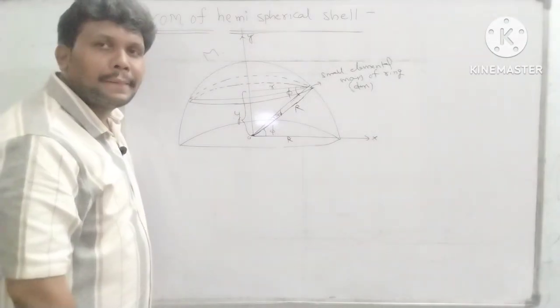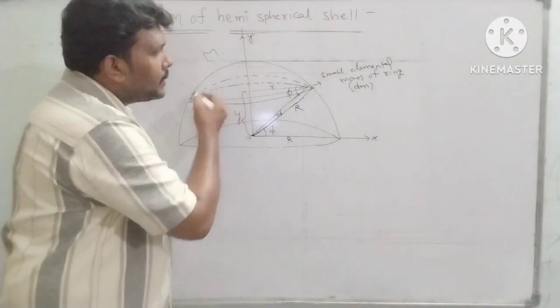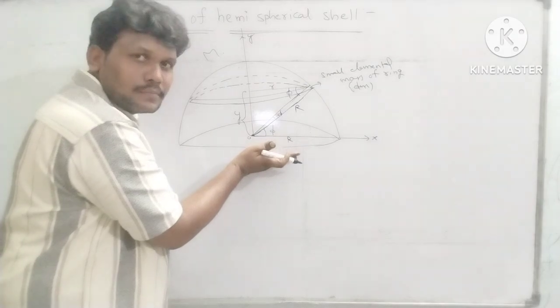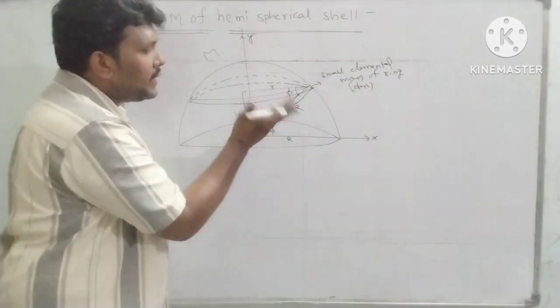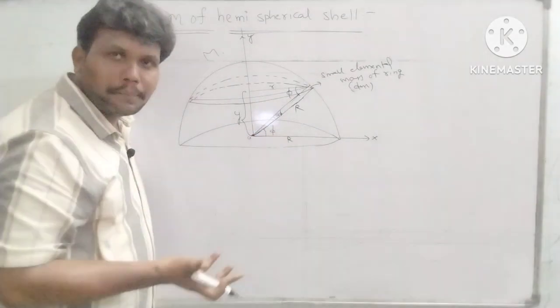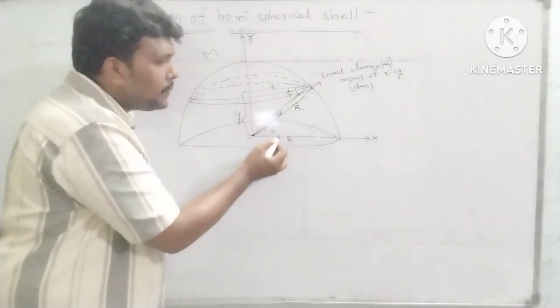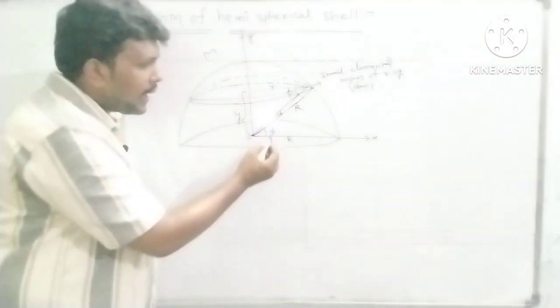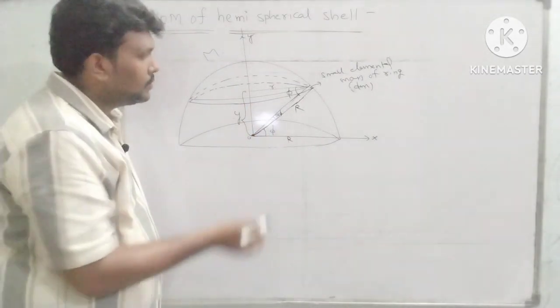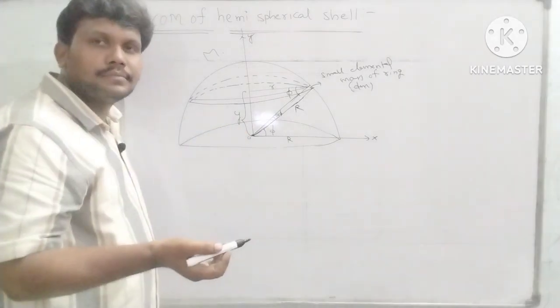How can you say? I wish to tell you once again, if you take this ring at the bottom, then what will happen? This smaller r will become capital R, angle phi will become 0, and this y will become 0.